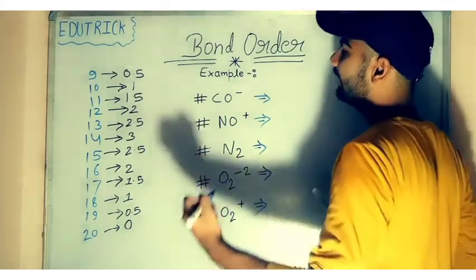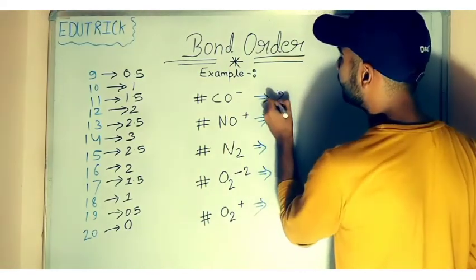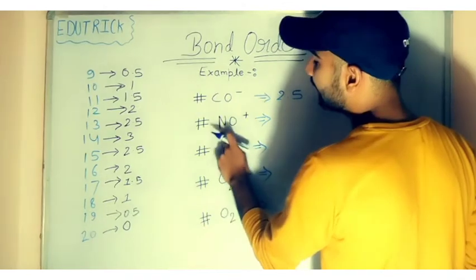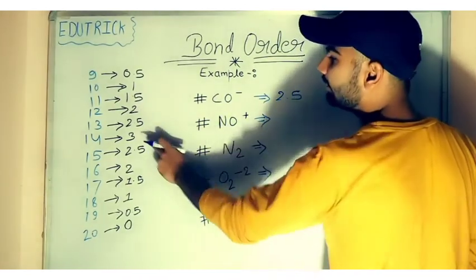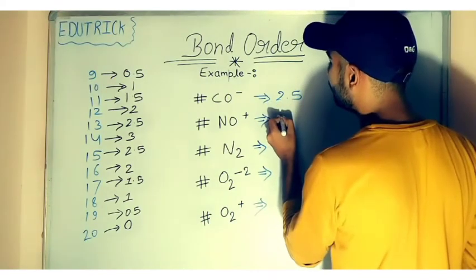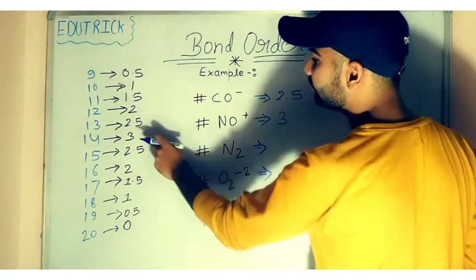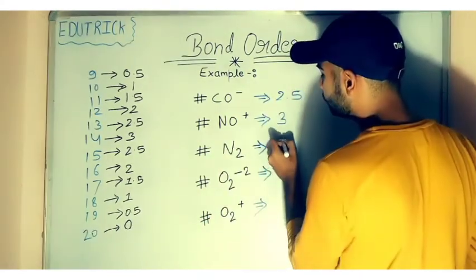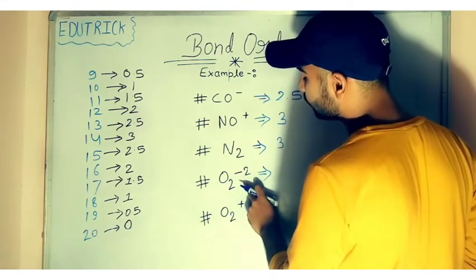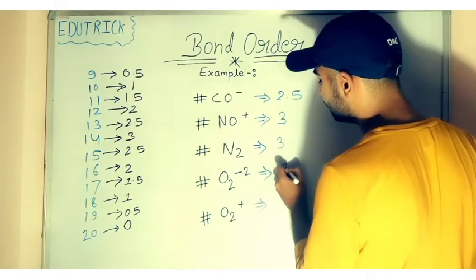So CO minus has a total of 15 electrons, so it has the bond order of 2.5. NO plus has a total of 7 plus 7, 14 electrons, and 14 stands for 3, so NO plus has bond order 3. N2 has a total of 14 electrons and 14 stands for 3, so N2 has bond order 3. O2 2 minus has a total of 18 electrons, so 18 stands for 1, so the bond order of O2 2 minus is 1.